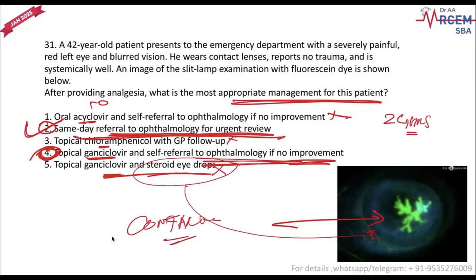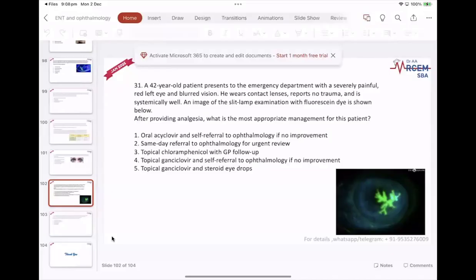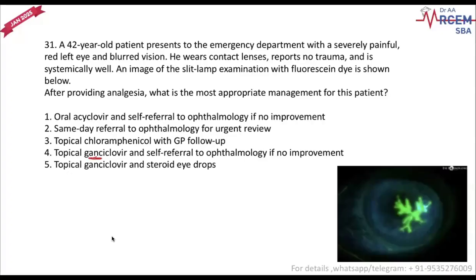Most of them got confused. I do understand the confusion here because topical ganciclovir is the treatment of choice here and steroid we do not give. This one you rule it out. So no, they have to follow up. Okay, that is the guidelines. They have to follow up. That's why I recommend you to choose option 2.